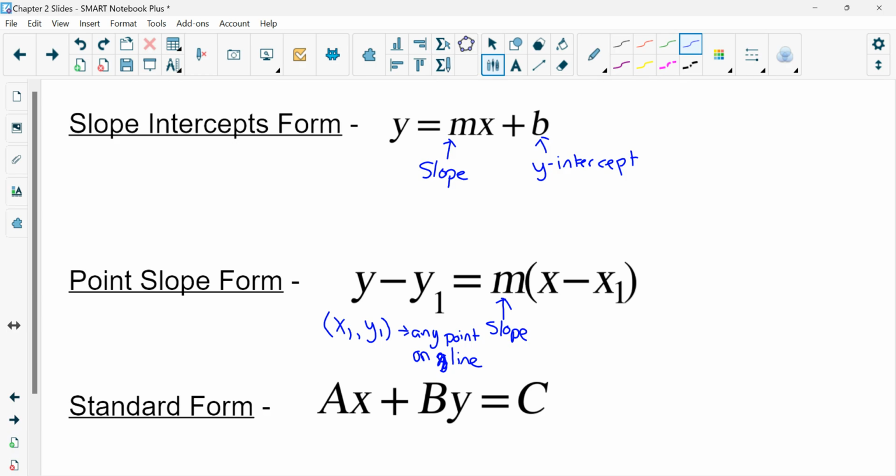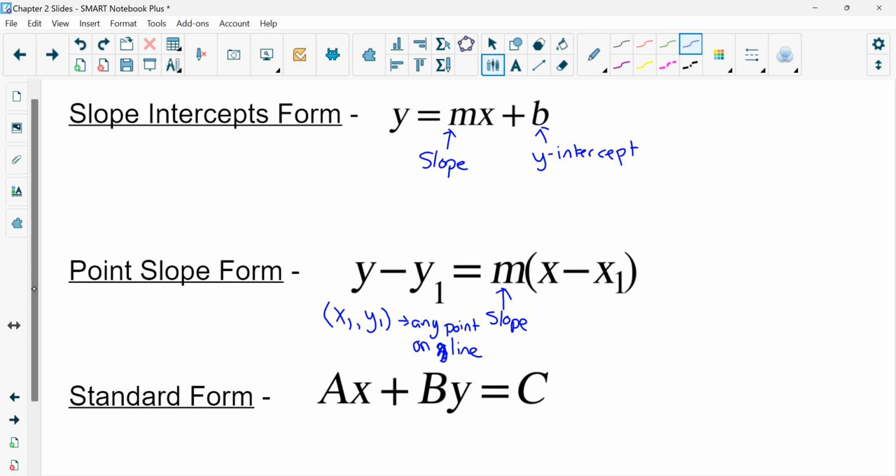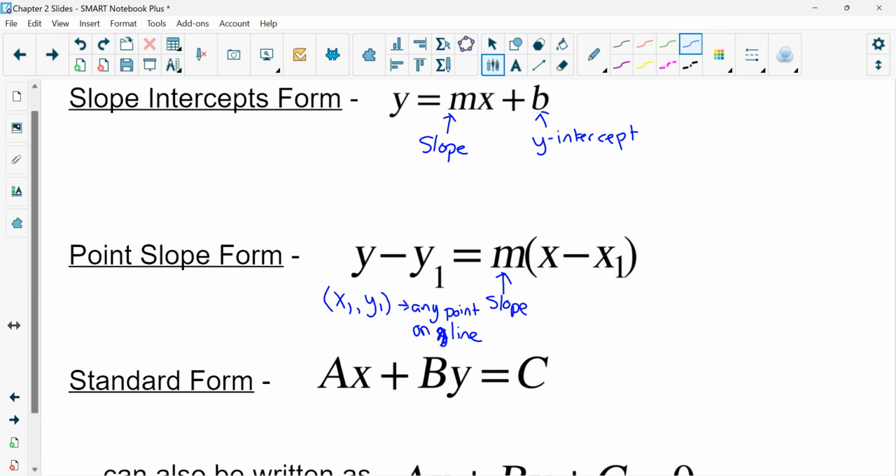And then our standard form is ax plus by equals c. So in point-slope form, the unnumbered x and y are just going to stay there, because that would be like your input and your output. We'll go over some examples in a second.